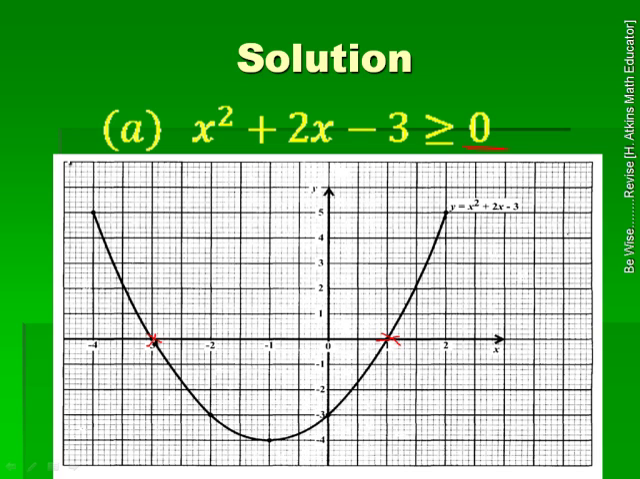So therefore, we have x equal -3, and we have x equal 1. If you were solving an ordinary quadratic equation where x squared plus 2x minus 3 equals 0, then these would be the solution.